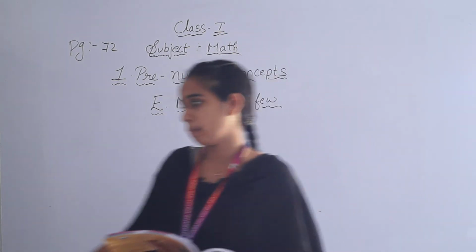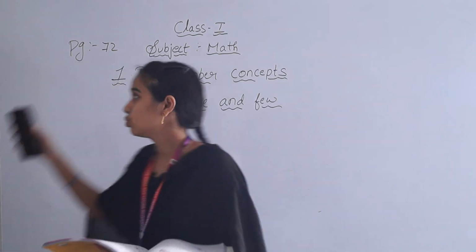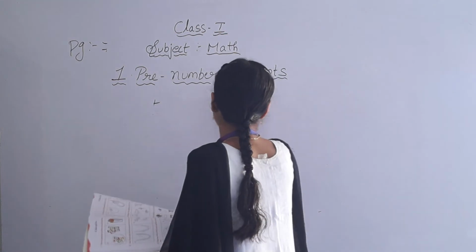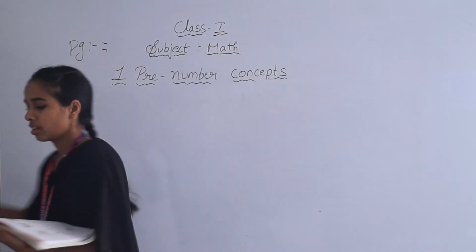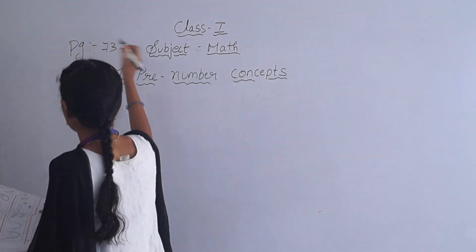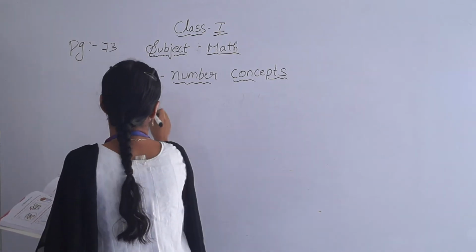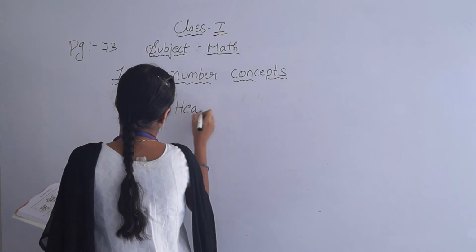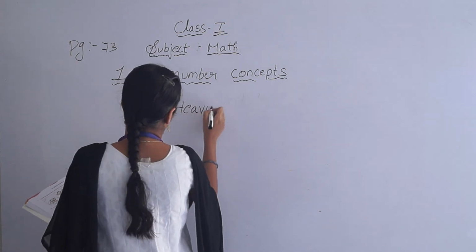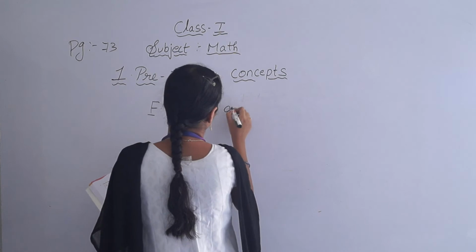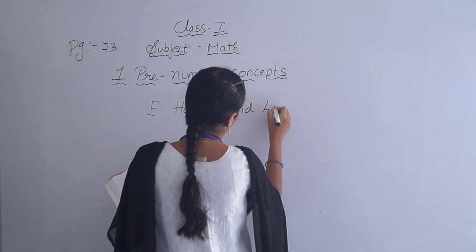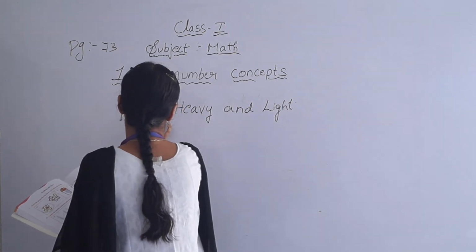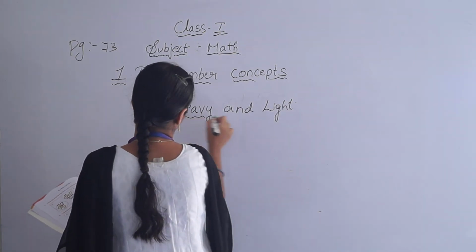Next, all of you open page number 73. So for our next exercise, page number 73, that is the last one, F. Heavy and light. This exercise is also based on weight only.